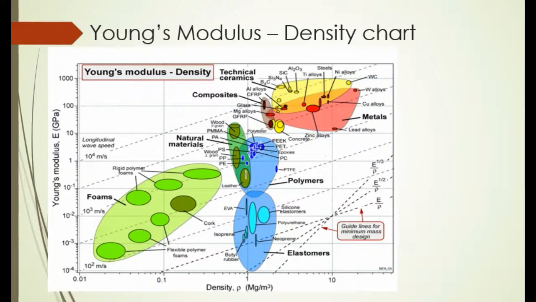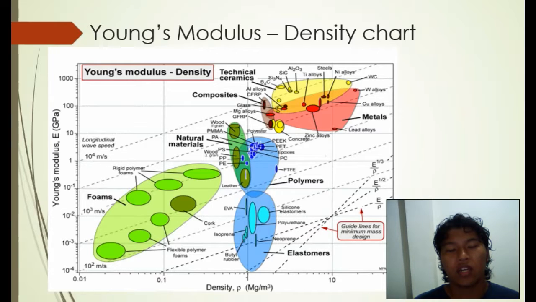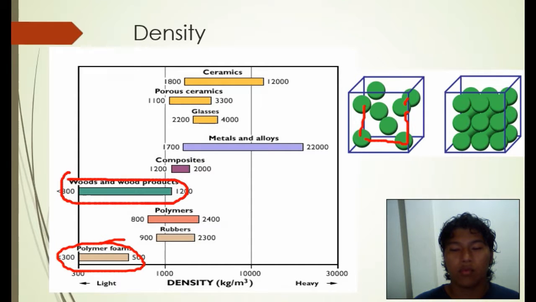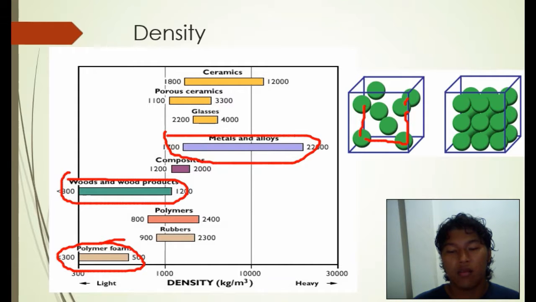Hi everyone, I'm going to talk about the modulus density chart, but first we have to know what those properties are. The density is the relation between the mass and its volume, and is due to the space between molecules. For example, if we see polymer foams and some woods, we see that the density is lower in comparison with the metals or even ceramics. This is due to the configuration of the molecules.